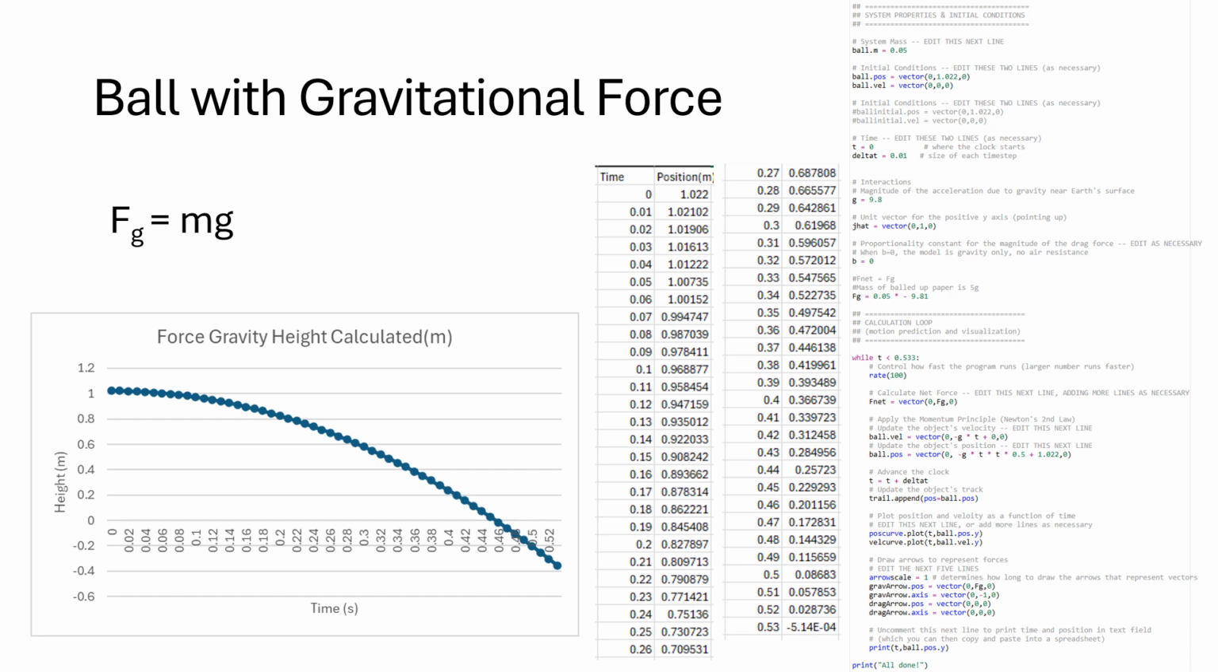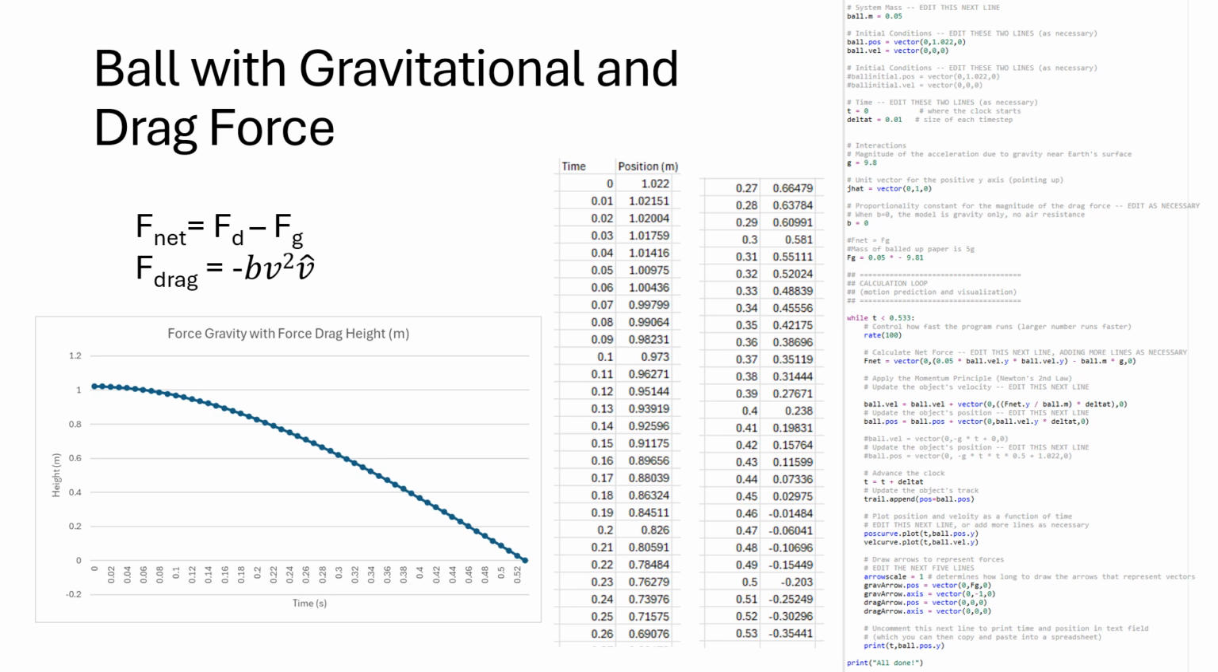and it goes to the negatives for position. For the ball with gravitational and drag force, using the F net and F drag equations, I was able to calculate the predicted position. It's very close to the actual position, and again using GlowScript, I did this calculation using the velocity update equation and the position update equation.